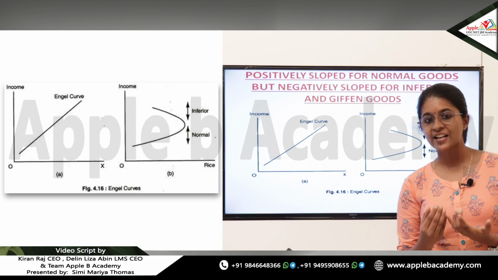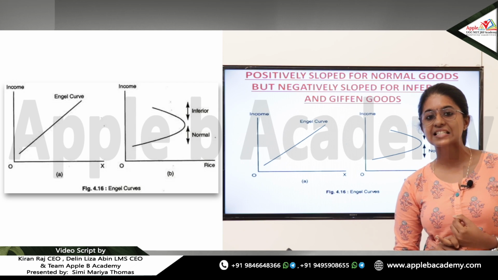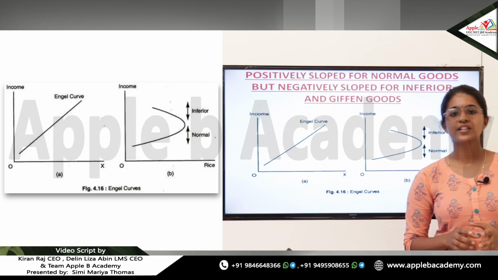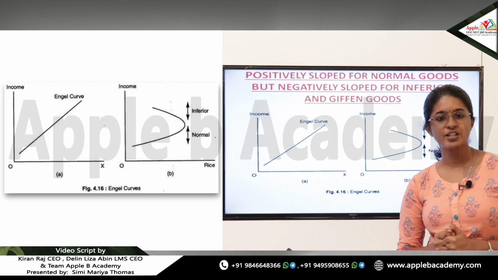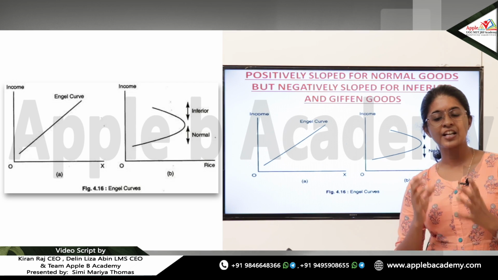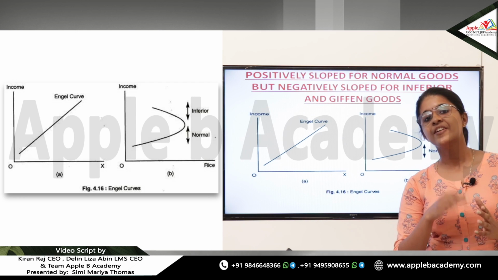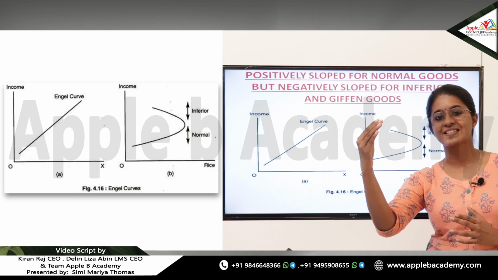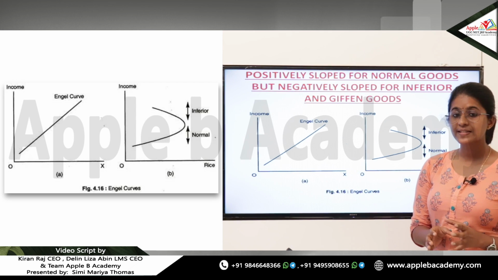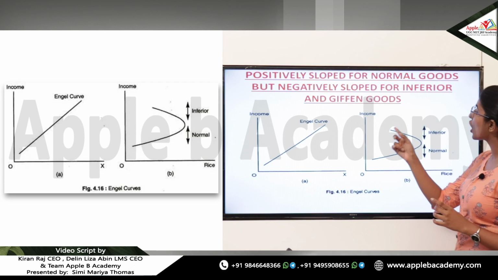Okay, so in which case? In case of the inferior good as well as the Giffen good. In both cases, the income effect is negative. In the Giffen goods case, when price increases, quantity demanded increases. That means when price increases, real income falls and quantity demanded increases. Because of that reason, the Giffen good has a negatively sloped Engel curve.